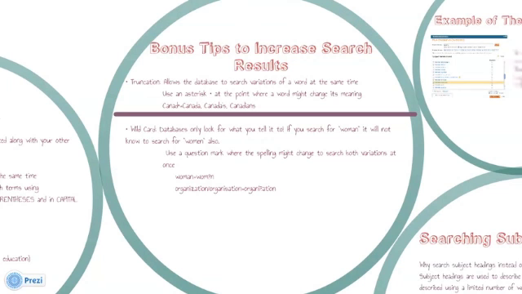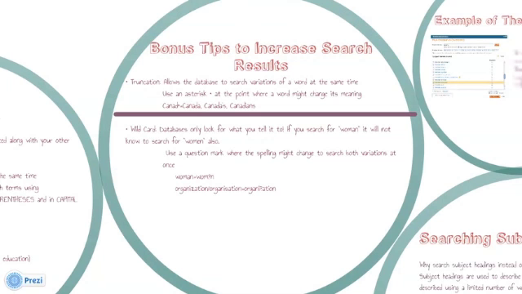The example that I've used here is Canada. If you search CANAD with an asterisk, the database will know to search Canada, Canada's, Canadians, Canadian, any kind of variation. Just be careful where you put the asterisk. If you put it too soon, it'll look for too many variations of words that might even be unrelated.